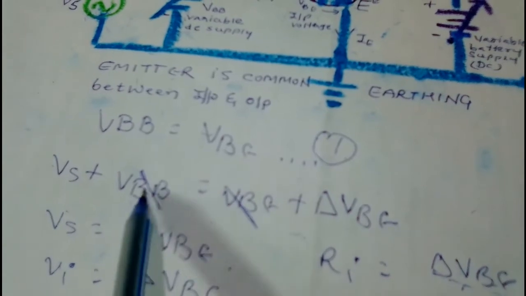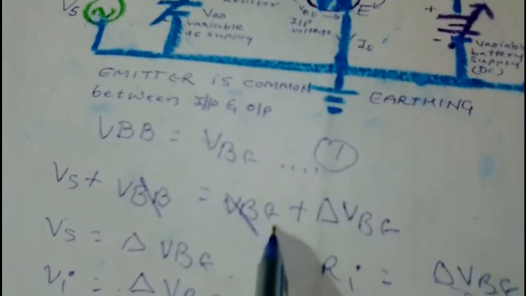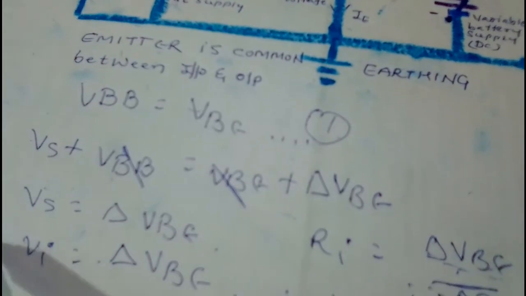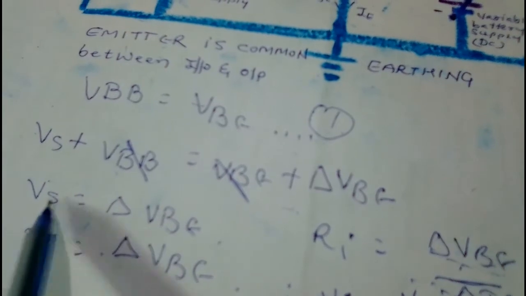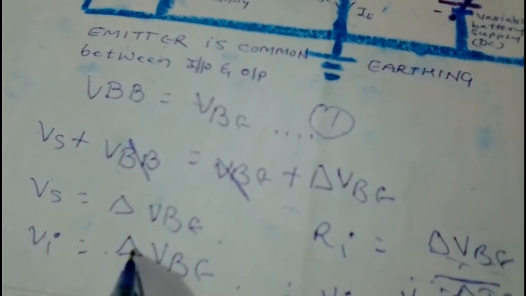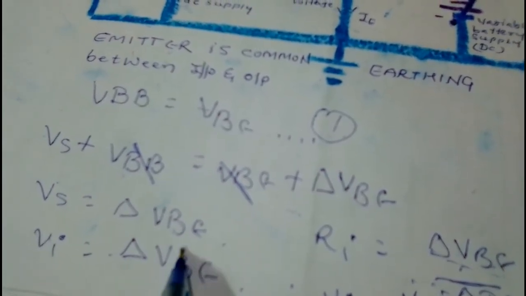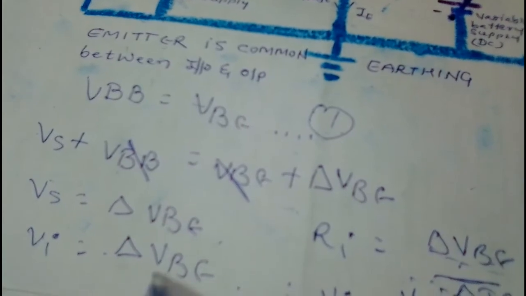Vs is equal to delta VBE because VBB is equal to VBE according to equation number 1. Input voltage is equal to delta VBE. So Vs is equal to Vi. Input voltage will become the change in voltage across base and emitter.